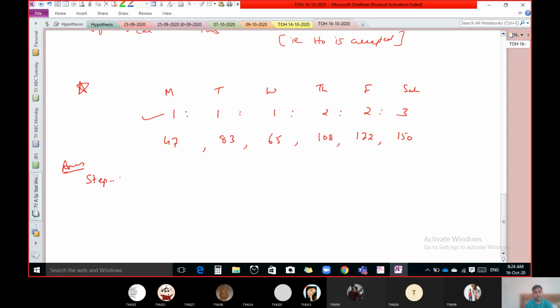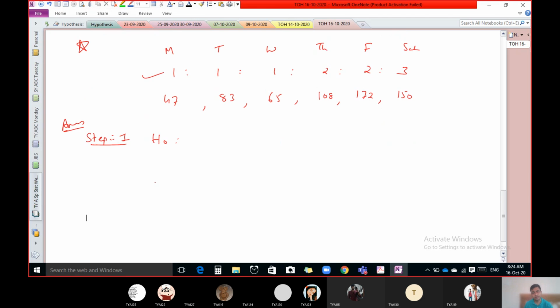Step 1, H naught. What is the null hypothesis here? Any of you? You can simply write there is no significant difference between observed frequency and expected frequency. It's okay. But according to the question, if we want to write, then we have to write in some precise way. So what we have to write? The claim of the librarian is true. You can write the claim of the librarian is true.